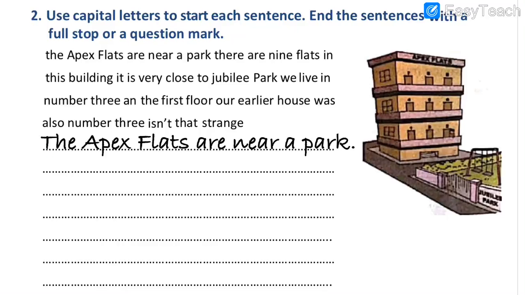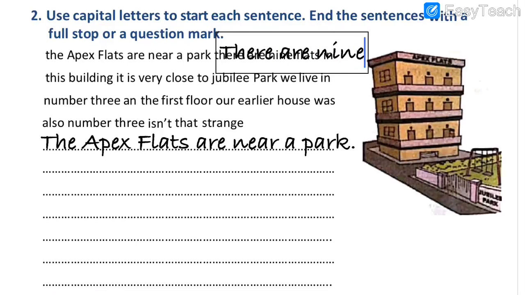Here the first alphabet is capital. Then, there are 9 flats in this building. Again, the full stop is not given. After building there should be a full stop, and the first alphabet after the full stop should be capital. So this T will be capital. So let us write and put the full stop also. What am I writing? Please write along with me. There are, see, T is capital. There are 9 flats. There are 9 flats in this building.